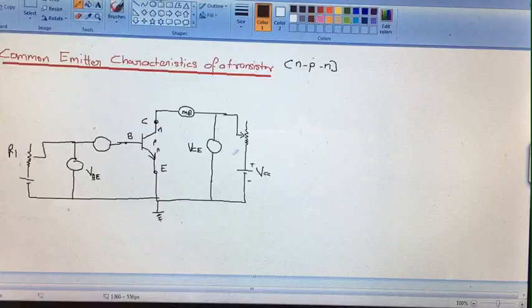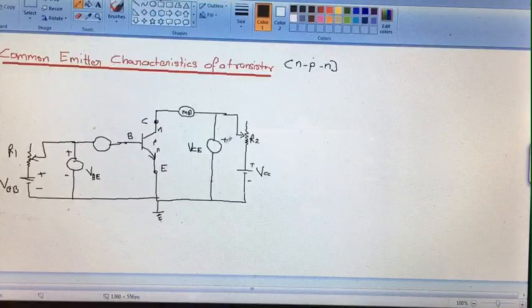R1, R2 both are variable resistances. VBB is a fixed DC source. This is connected with the positive side of the battery. This is positive side, this is negative. This is positive, this is negative. So the positive terminal of the voltmeter is connected with this and negative with this, and also this is the positive terminal of the voltmeter, this is the negative terminal.